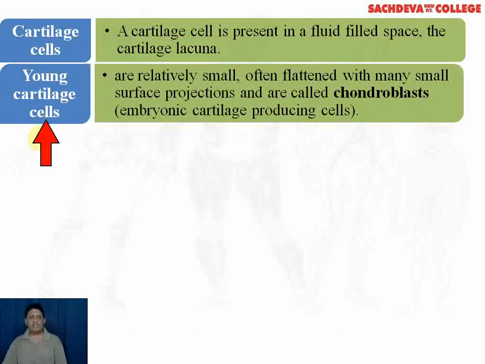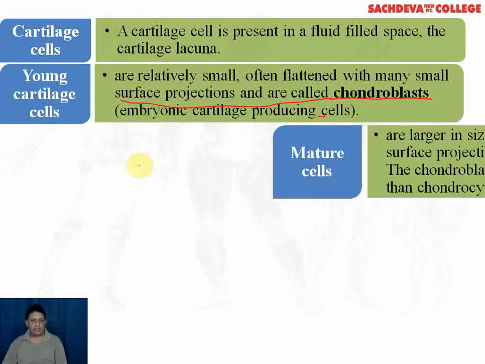A young cartilage cell is relatively small, flat, and it contains many surface projections. The surface projections are important, which are known as chondroblasts. Chondroblasts actually are those cells which are responsible for formation of cartilage. The embryo in human beings is mainly made up of cartilage.